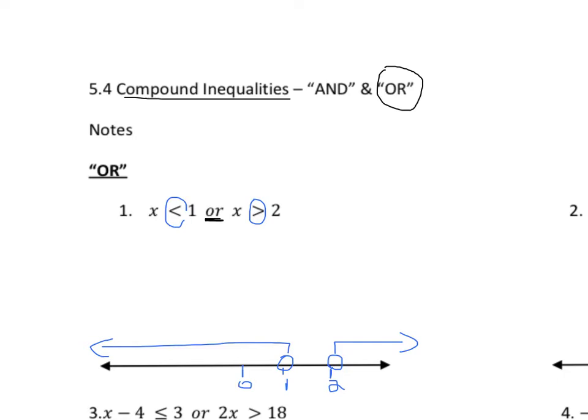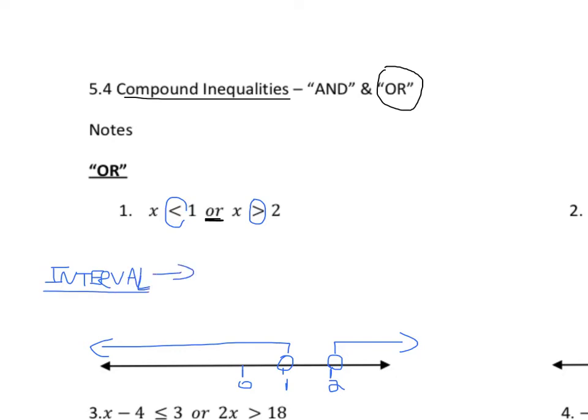A solution could be anywhere to the left of 1, or it could be anywhere to the right of 2. You're not specifying it. So that's kind of what the or means. So you're including both these shaded regions in the solution. You could also take this and put this in interval notation. Let's do this, because we did introduce this with solving normal inequalities.